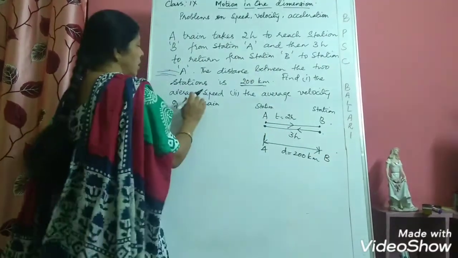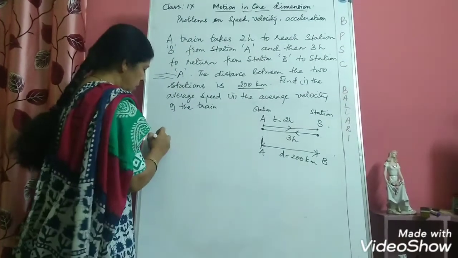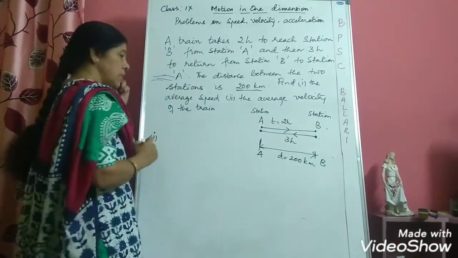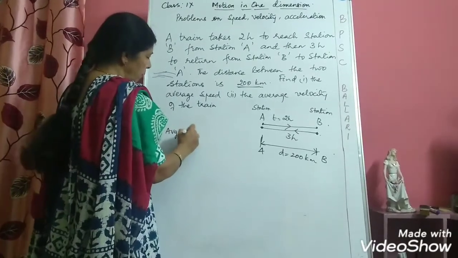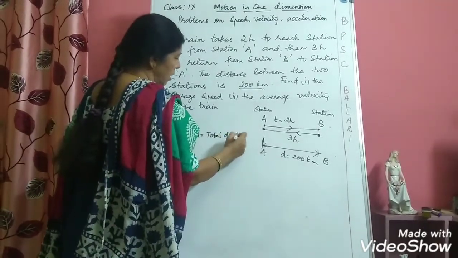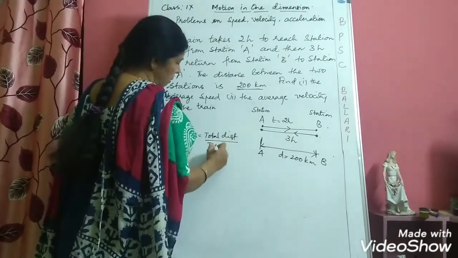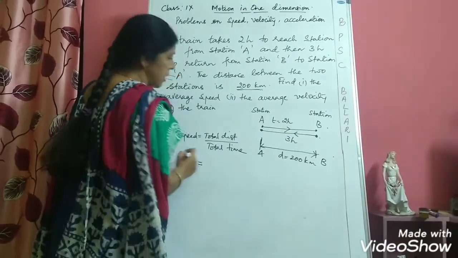You need to calculate the average speed of the train and the average velocity of the train. Now first question, to calculate the average speed, we know that average speed is equal to total distance travelled by total time taken. Now what is the total distance travelled?